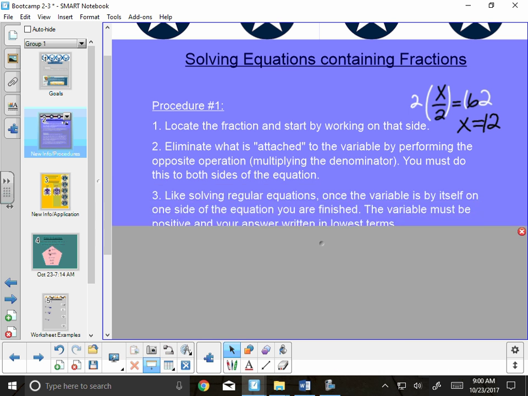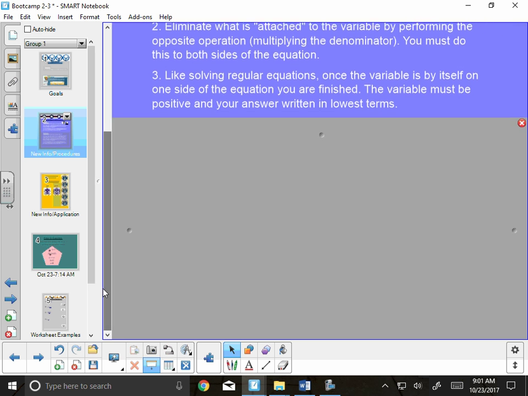Step 3 for this procedure says, like solving regular equations, once the variable is by itself on one side of the equation, you are finished. Again, the variable must be positive and your answer written in lowest terms. Since we had x on one side and 6 times 2, we would want you to simplify that down by doing the multiplication. You always want to make sure you're doing everything that you can to get it into the simplest terms possible. So that's procedure 1.